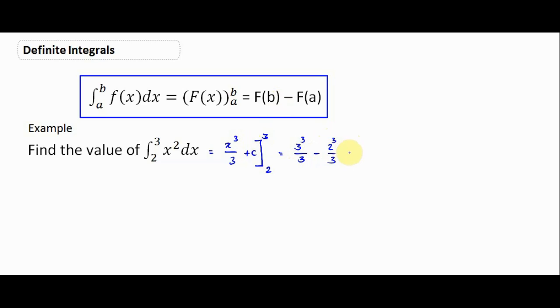So the answer will be 27 by 3 minus 8 by 3, which will be equal to 19 by 3. So when it comes to definite integrals, first we have to integrate the given function and then we have to apply lower limit and upper limit. Okay, let's try another problem.